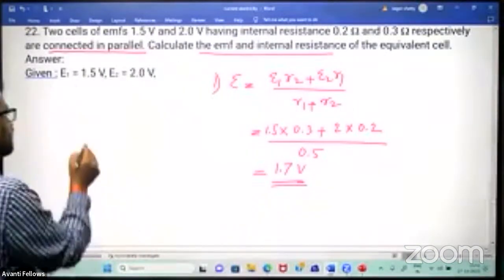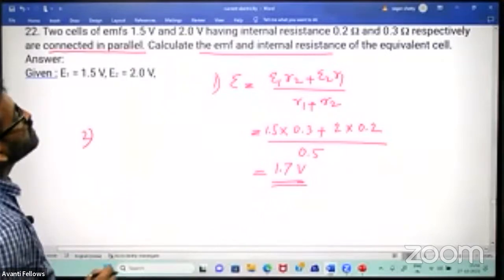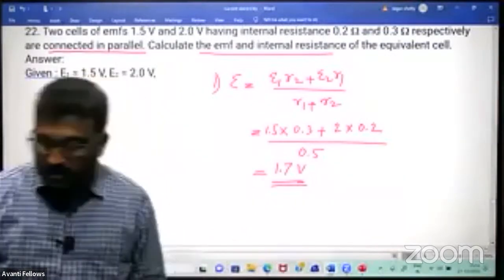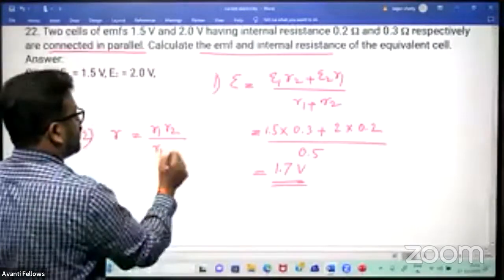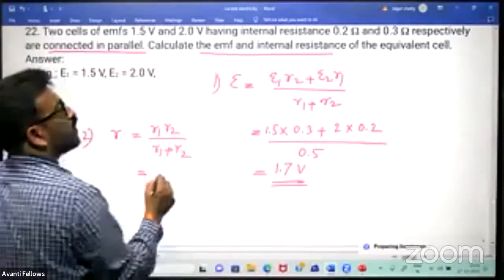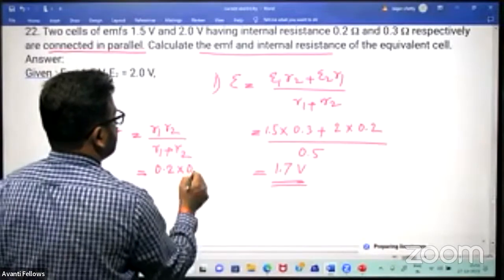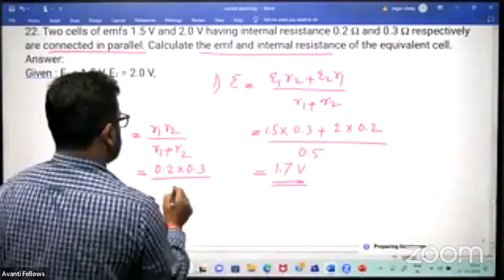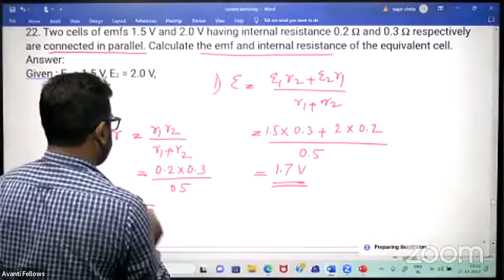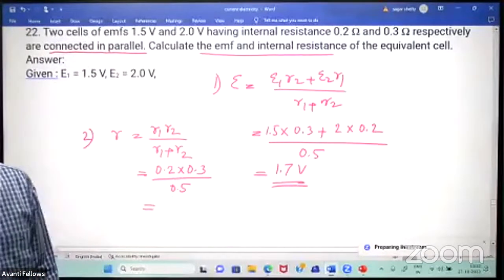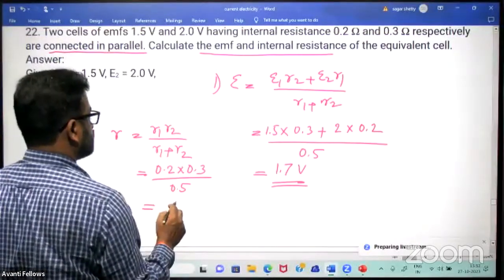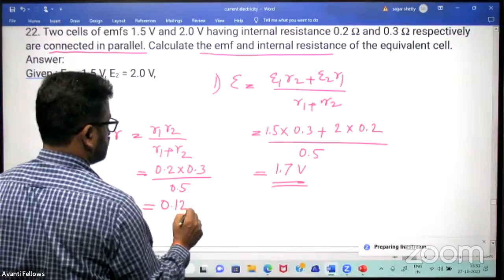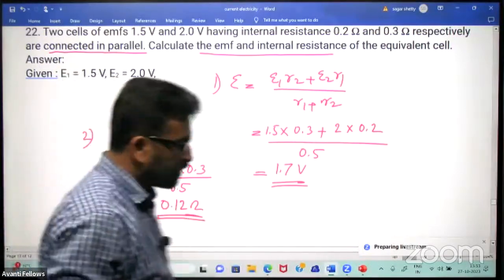Second case, the internal resistance. Two cells are connected in parallel, so the internal resistance will be equal to R1 R2 by R1 plus R2. 0.2 multiplied by 0.3 by 0.5. So that is the internal resistance. You get 0.12. See this.